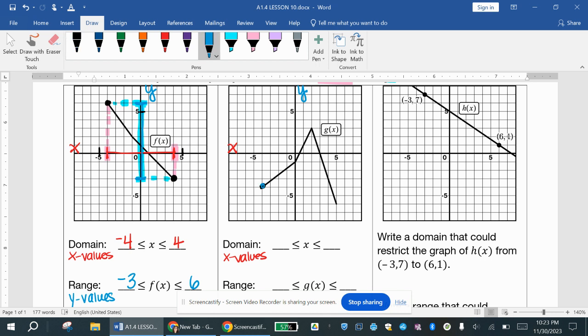So I'm going to label that. I should start using color coding here. Okay, so the farthest point to the left and the farthest point to the right. I'm going to follow that to the x-axis. So the domain is going to be from here to here. So what values are those?